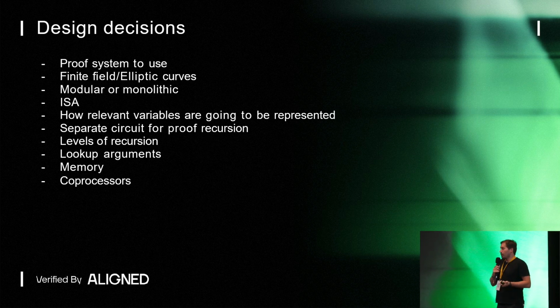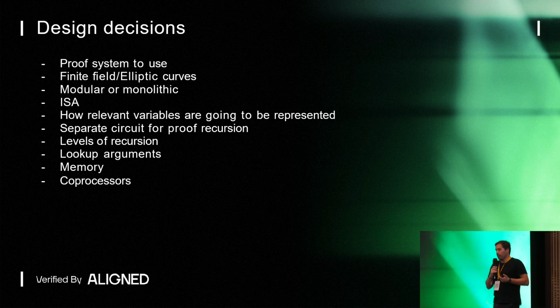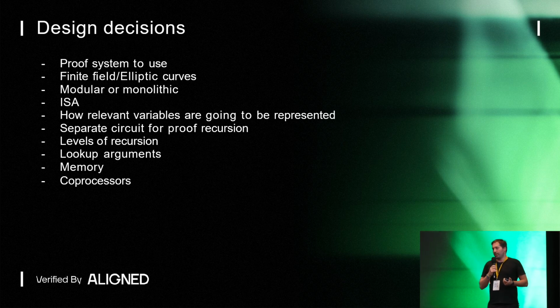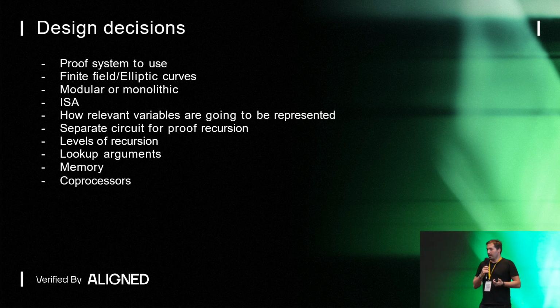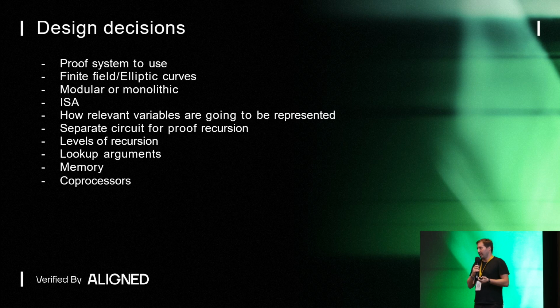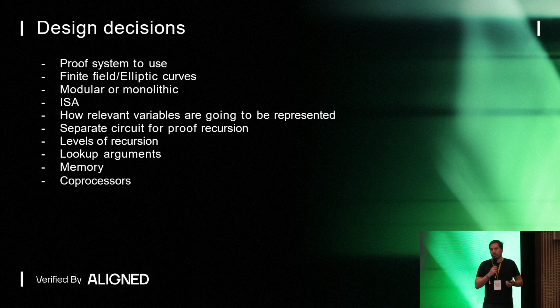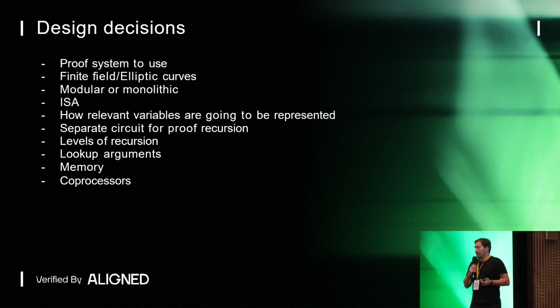Of course, having your own ISA offers you some advantages because you can tailor it to be more easily provable, but on the other hand, you have to develop the compiler, and developers may be unfamiliar with what you are doing, whereas if you use RISC-V, you benefit from the larger pool of developers that are present. Then another point has to do with how you're going to represent the relevant variables.